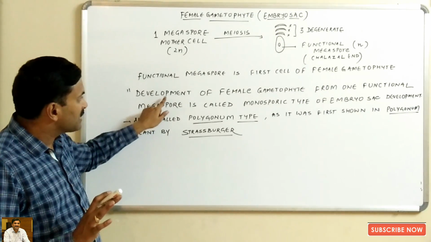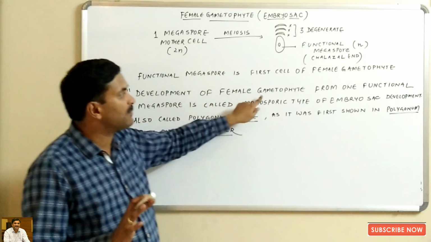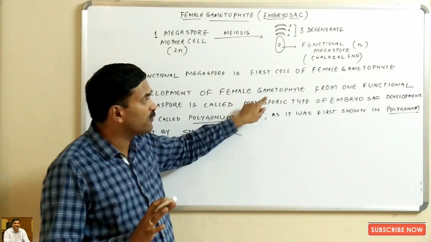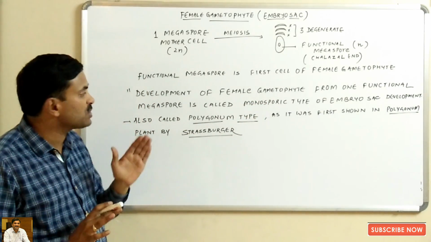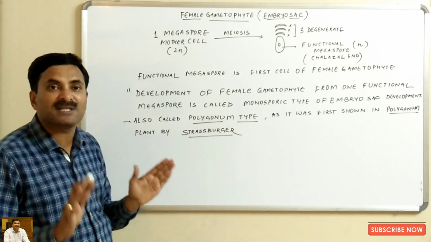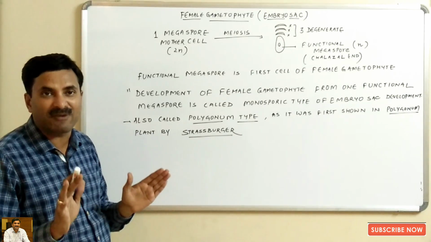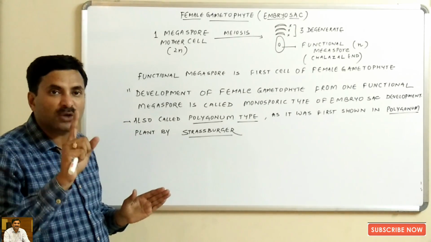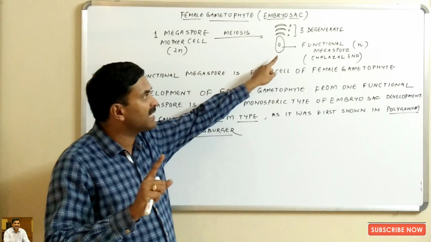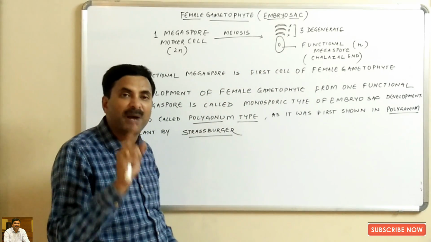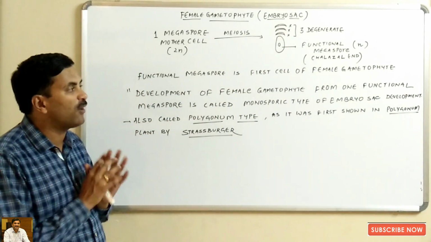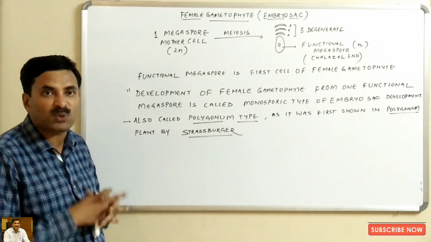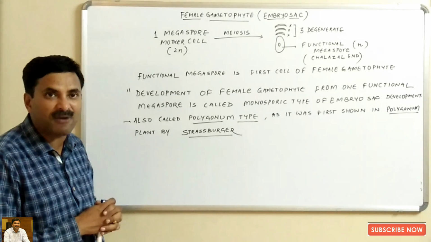This development of the female gametophyte from one functional megaspore is called the monosporic type of embryo sac development. Monosporic means that out of the 4 megaspores, the single functional megaspore participates in the formation of the embryo sac, and hence it is called the monosporic type of embryo sac development.